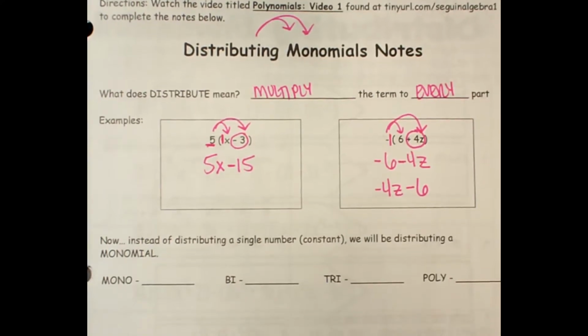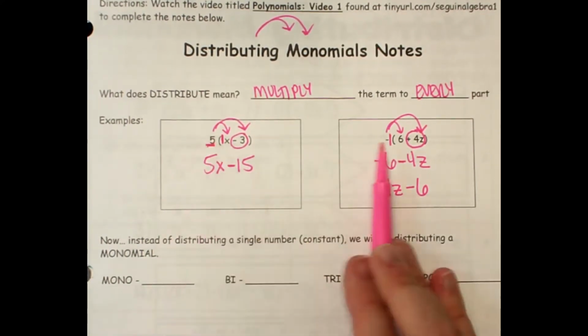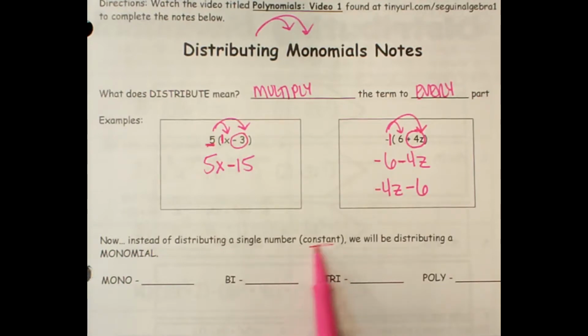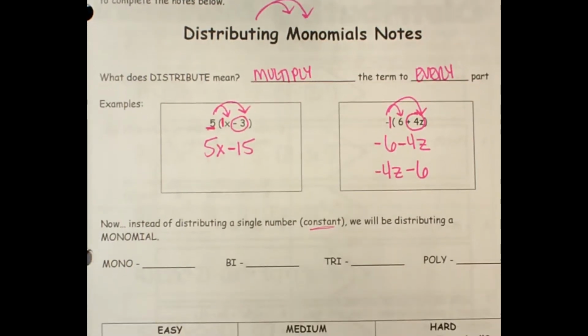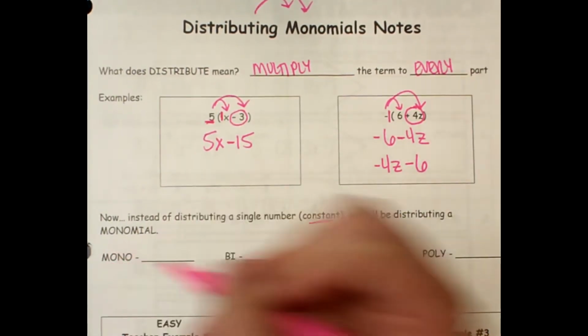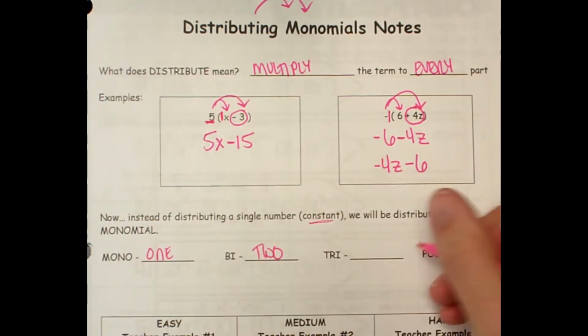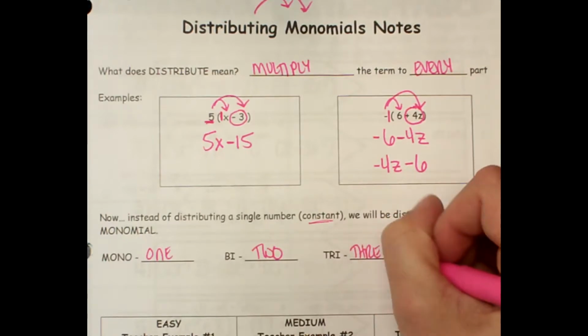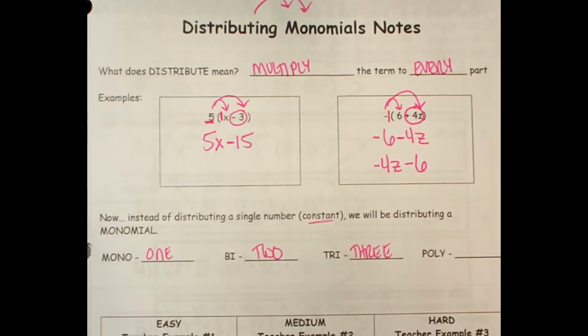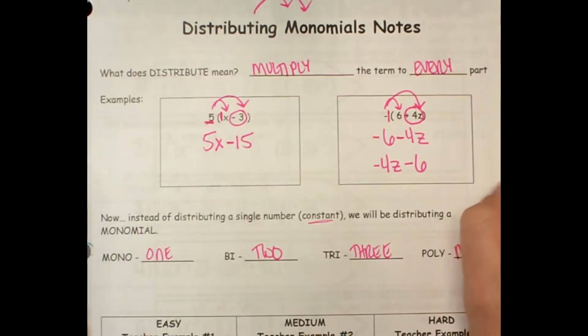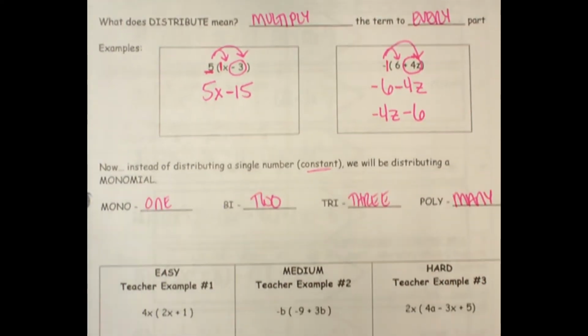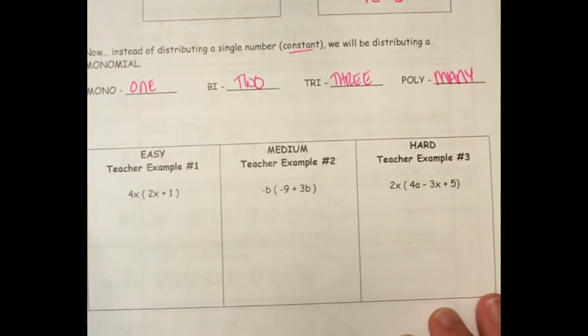So now instead of distributing a single number, so remember we had a 5 and a negative 1, or a constant, we'll be distributing a monomial. So this is a term, okay? It has a variable in it. And you need to remember your root words. Mono means 1, bi means 2, tri means 3. So a trinomial would have 3 terms in it. A polynomial, poly means many. Poly means many. So let's look at our 3 examples that we have on the bottom.